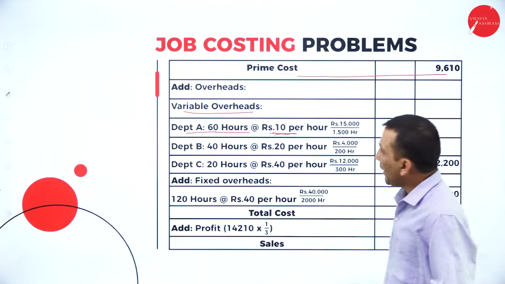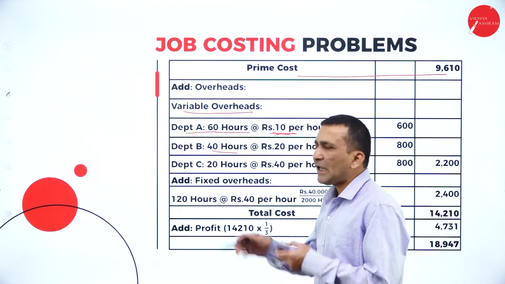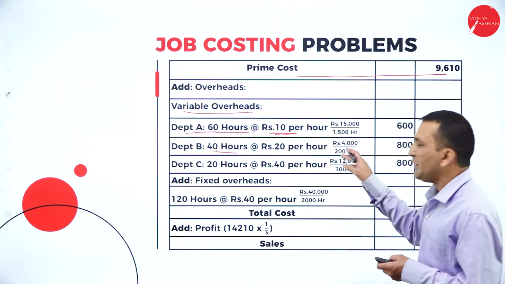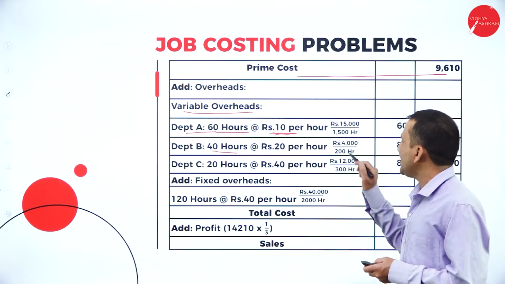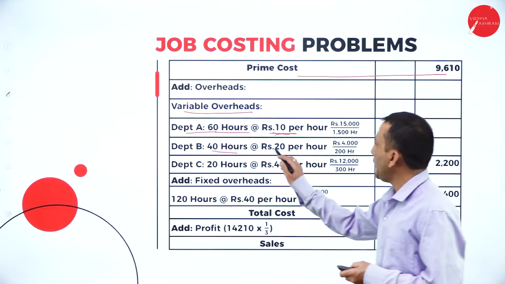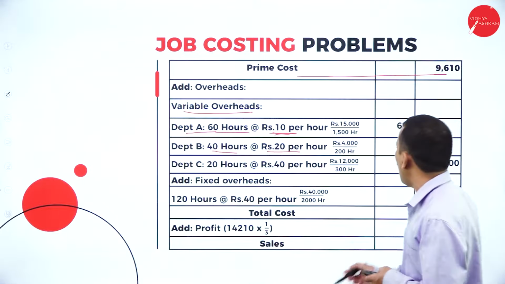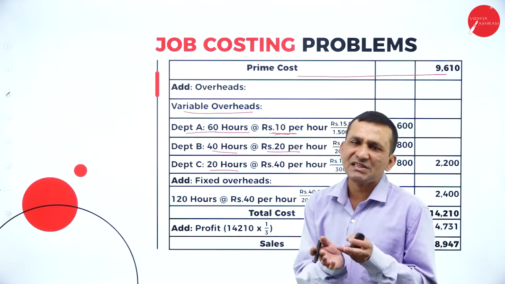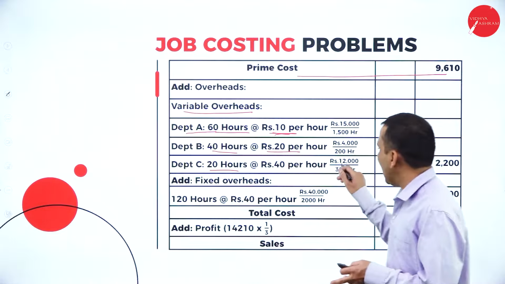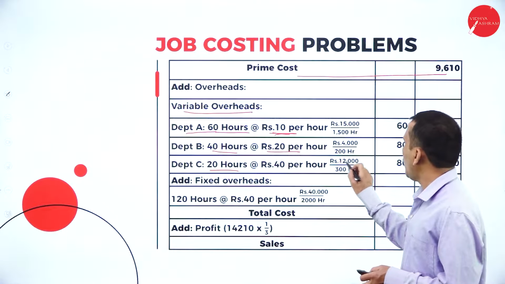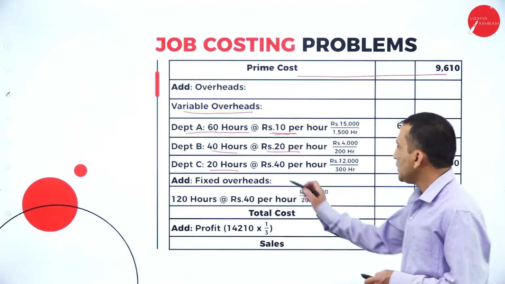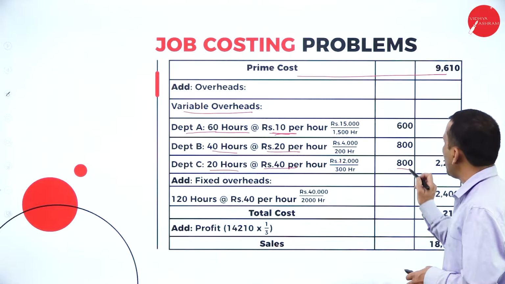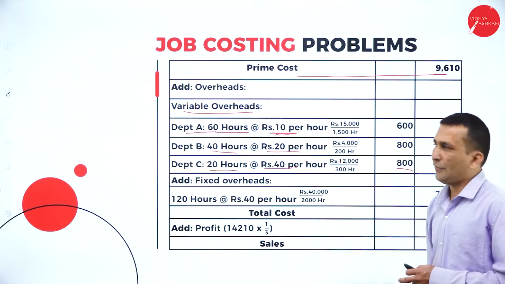Moving to department B, the normal working hours given in the question are 40 hours, but the rate is missing, though the information is provided. So 4,000 divided by 200, you are getting 20 per hour, multiply by 40, 800. And department C, normal working hours 20, the rate is missing, but the information is provided. So 12,000 divided by 300 hours, you are getting 40 per hour. So 40 into 20, 800. Altogether, if you add, 2,200 we are getting.